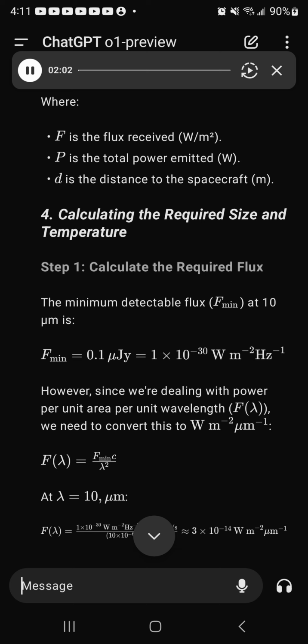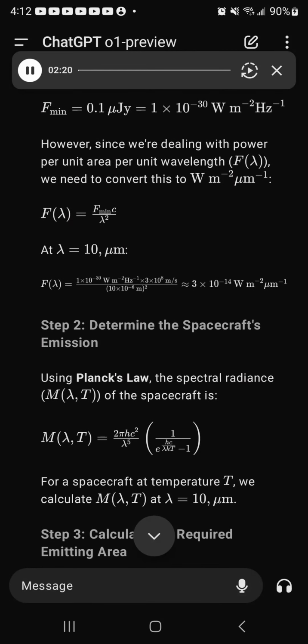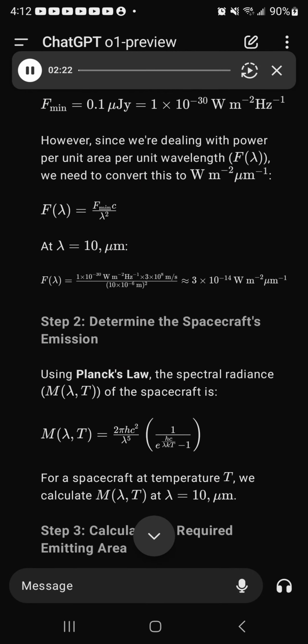Step 4. Calculating the required size and temperature. Step 1. Calculate the required flux. The minimum detectable flux, F_min, at 10 micrometers is F_min equals 0.1 microjanskys, equal to 1 times 10^-30 W m^-2 Hz^-1. However, since we're dealing with power per unit area per unit wavelength, lambda, we need to convert this to W m^-2 m^-1.